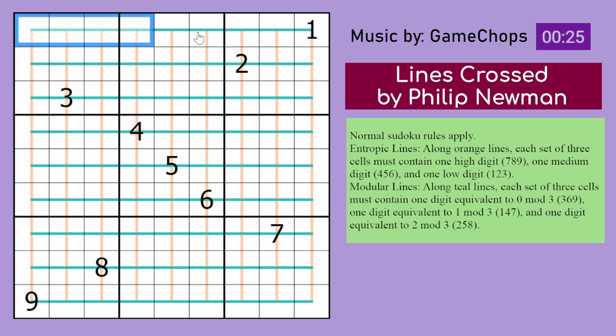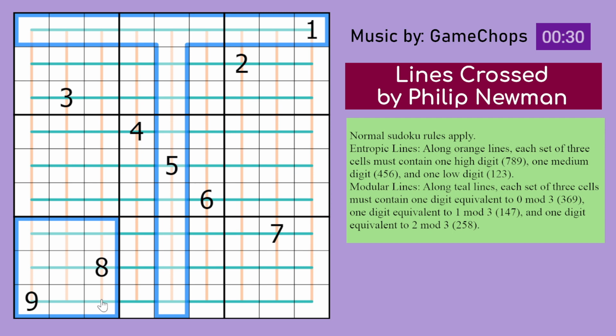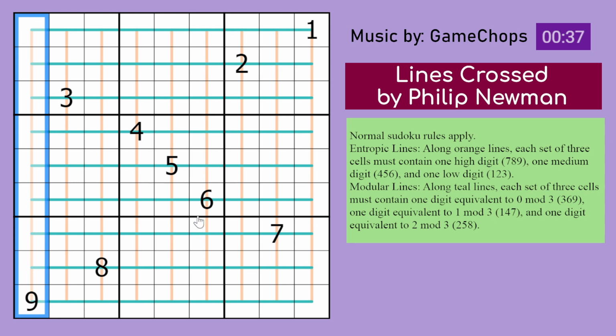So, what are the rules? Normal Sudoku rules apply, so place the digits 1 to 9 in every row, every column, and every 3x3 box. Entropic lines, along orange lines, which are the vertical ones here: each set of 3 cells must contain 1 high digit, 1 medium digit, and 1 low digit. So for example, these 3 cells, those 3 cells, they must contain 1 medium, 1 high, 1 low. So if that cell was, for example, a high digit, and that cell was a low digit, then that cell must be a medium digit, which could be a 4, 5, or 6.